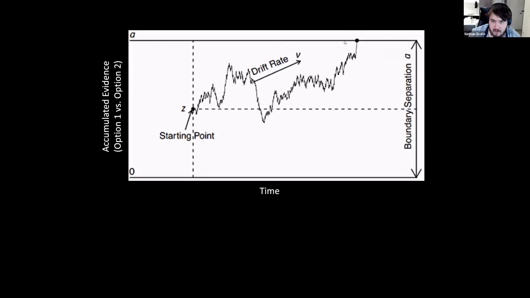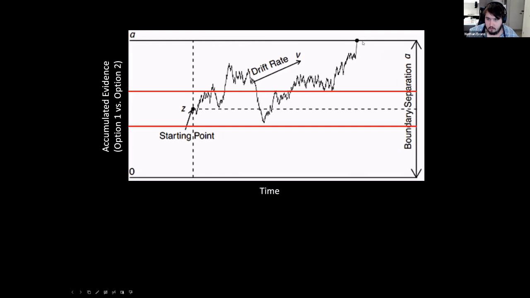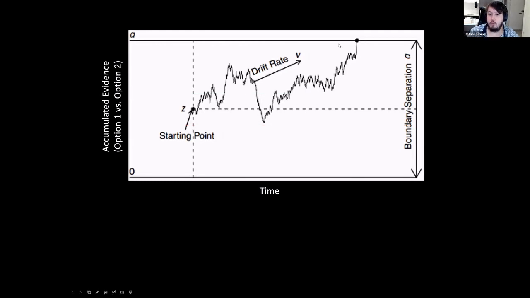So you've got the boundary, and when the evidence hits the boundary, that's when you make a decision for that alternative, at the time that it hits. That gives you your response choice. In this case, you responded for option 1, and you responded at whatever time it hit along there.